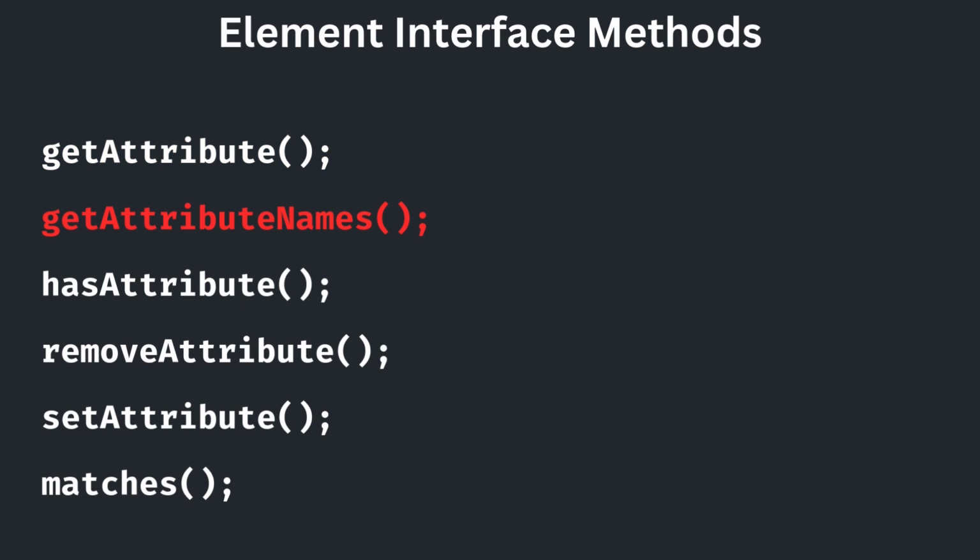getAttributeNames returns a list of all attribute names of an element. hasAttribute checks if an element has a specified attribute. removeAttribute removes a specified attribute from an element. setAttribute adds a specified attribute to an element and gives it a specified value. Then matches checks if an element matches a specified CSS selector.